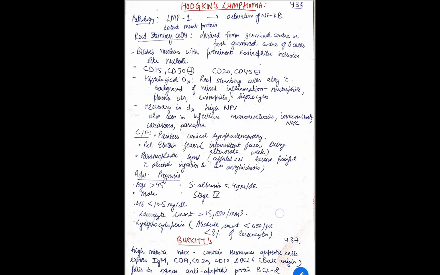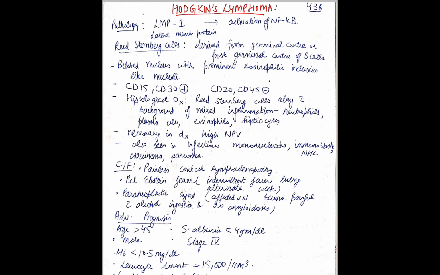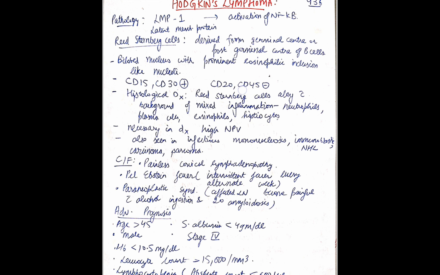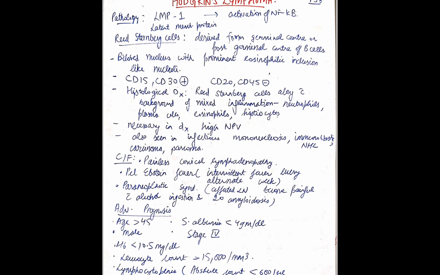Then next we have specific notes about it. Pathology: latent membrane protein. In Hodgkin's lymphoma, latent membrane protein causes activation of NF-kappa B. Then Reed-Sternberg cells are derived from the germinal center or post-germinal center. Bilobed nucleus with prominent eosinophilic inclusion-like nucleoli. CD15 and CD30 positive. CD20 and CD45 negative. These will be positive in the lymphocyte predominant one.